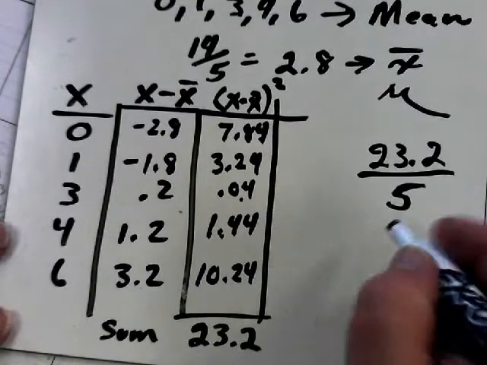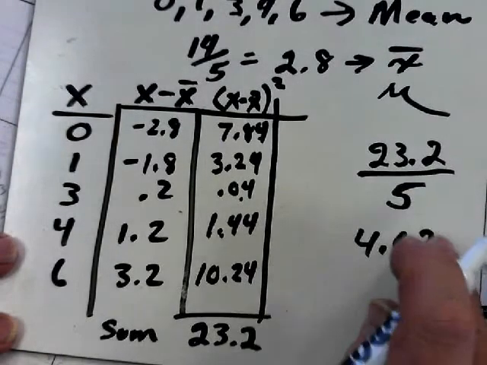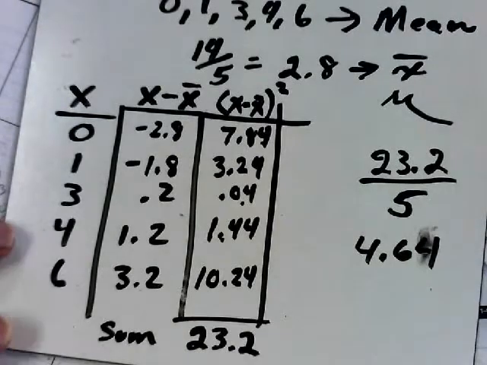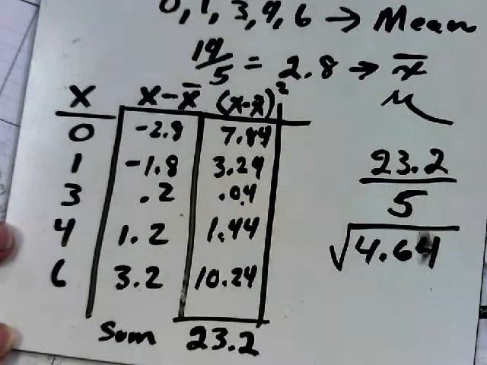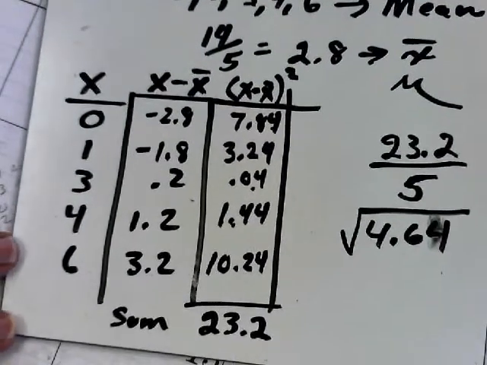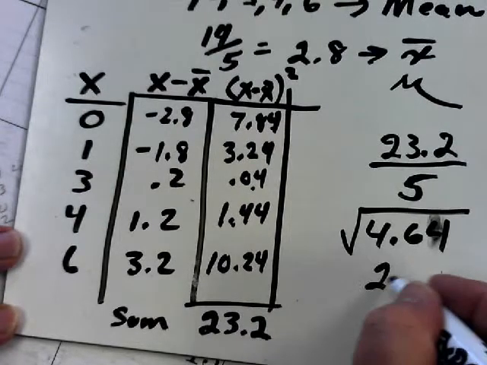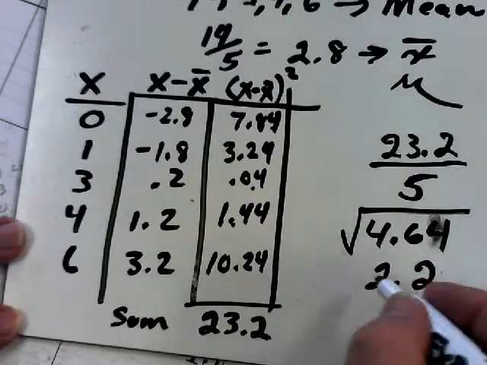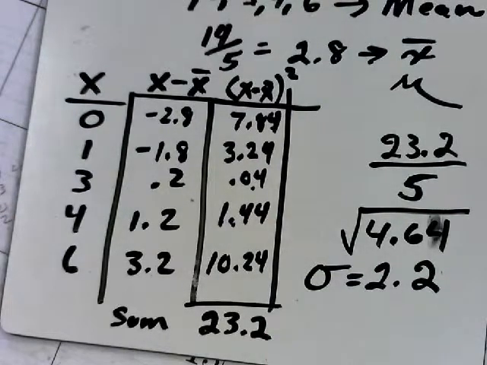That's 4.64. And my last step is find the square root of that. 2.2. Okay, that is my standard deviation then. 2.2.